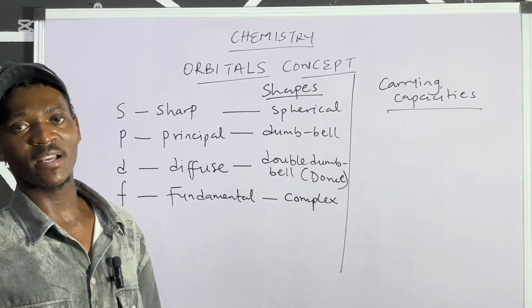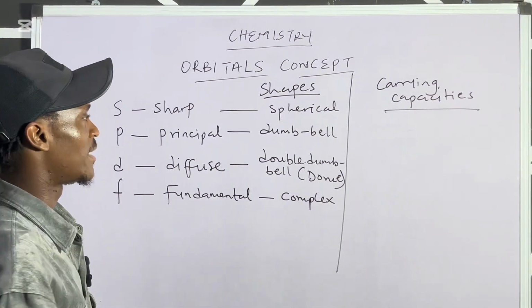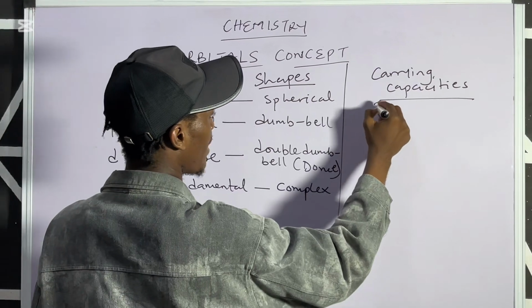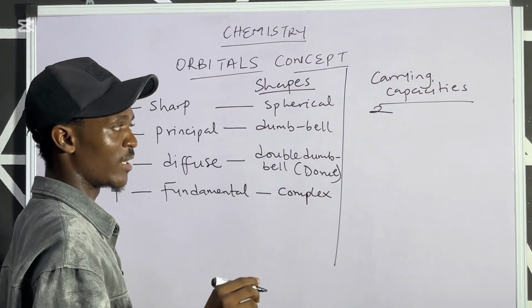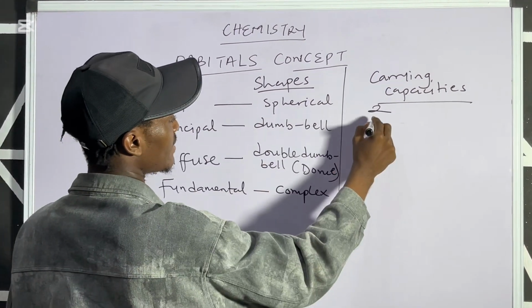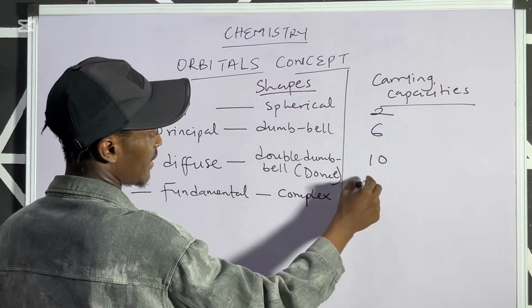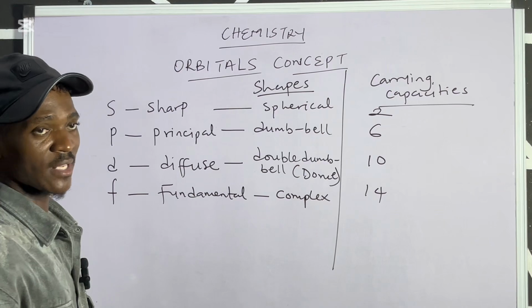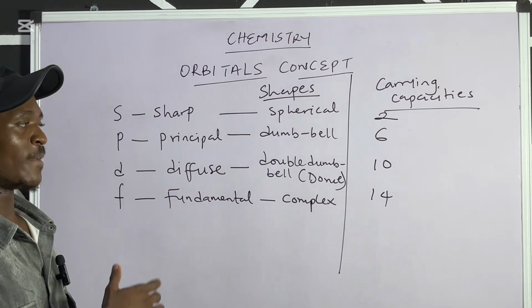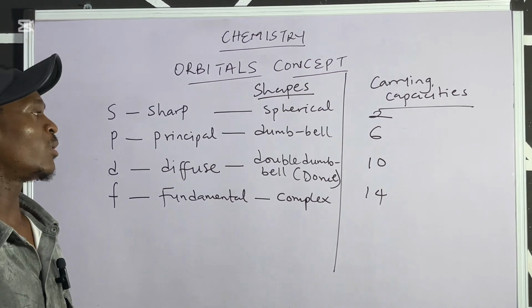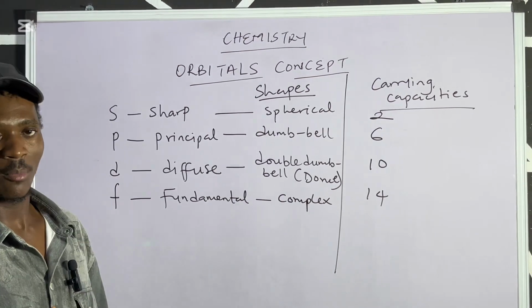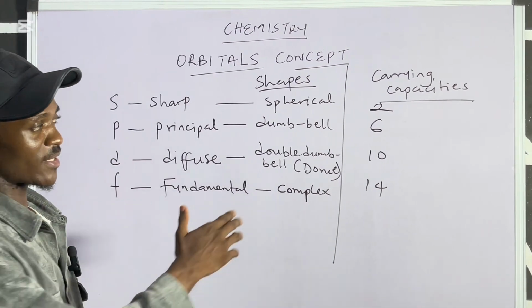Then looking at their carrying capacities in terms of electrons, the s orbital can take a maximum of 2 electrons. Then p can take 6, then d can take 10, and f can take 14. So what does that mean? It means that you can easily obtain the number of electrons if you know the electrons of the first orbital, which happens to be s, which is 2.